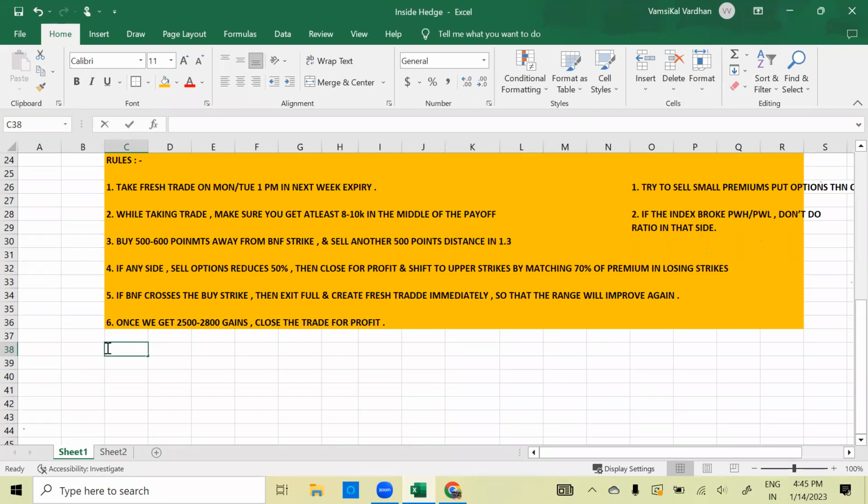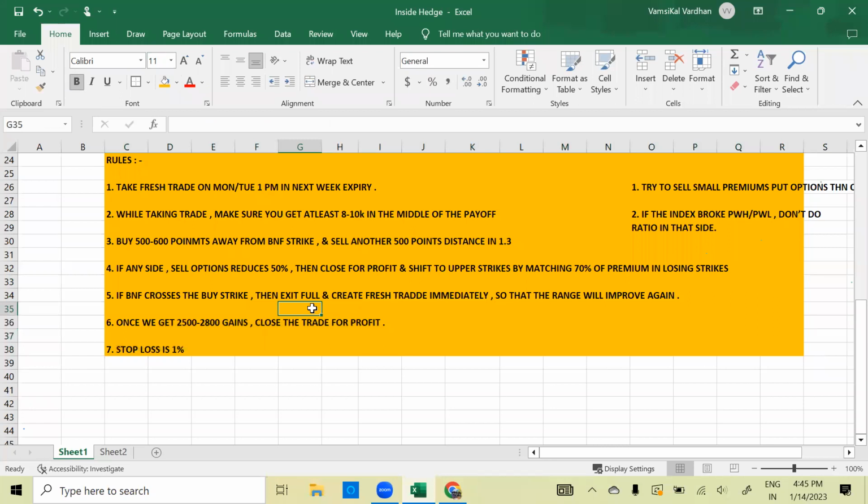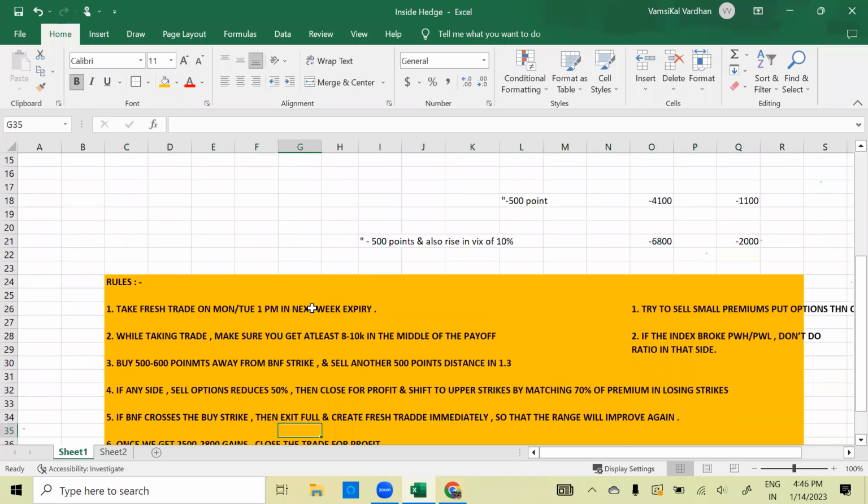I will write here. Once you do just three trades continuously, then you will understand everything, even in practical, when to do adjustment or how to manage it. Everything you can understand in just two to three trades, it is more than enough to understand inside edge. It's very simple and it will also come with hedge.